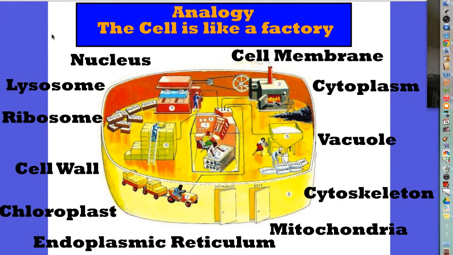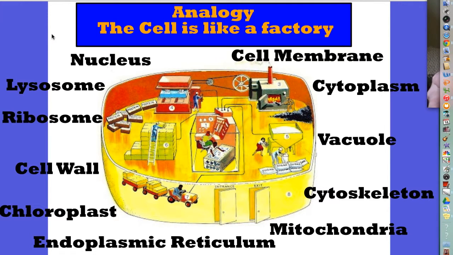Now, things need to get moved around inside of a cell as well as things need to get moved around inside of a factory. Inside of the cell, that's often done by the endoplasmic reticulum, which are folded membranes that can move proteins from place to place. Inside of a factory, that might be like the conveyor belts that move things from one part of the factory to the other.